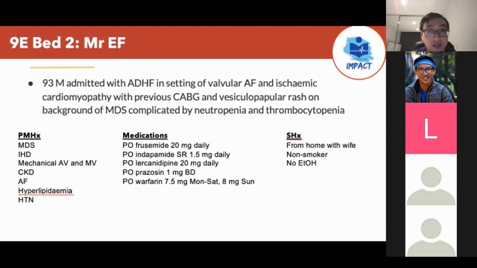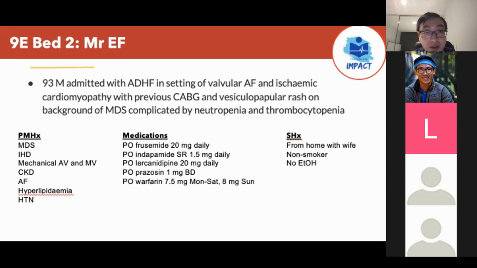So, just conscious of the time. So last case, 93-year-old male, admitted with acute decompensated heart failure in the setting of valvular AF and ischemic cardiomyopathy with multiple previous CABGs. And also this vesicular papular rash on a background of myelodysplastic syndrome complicated by neutropenia and thrombocytopenia. So again, lots to unpack there.